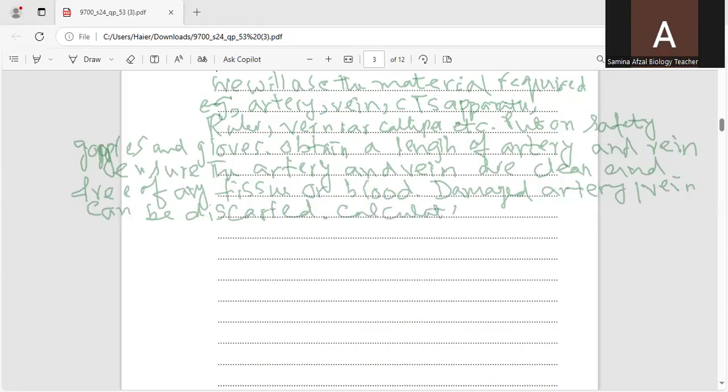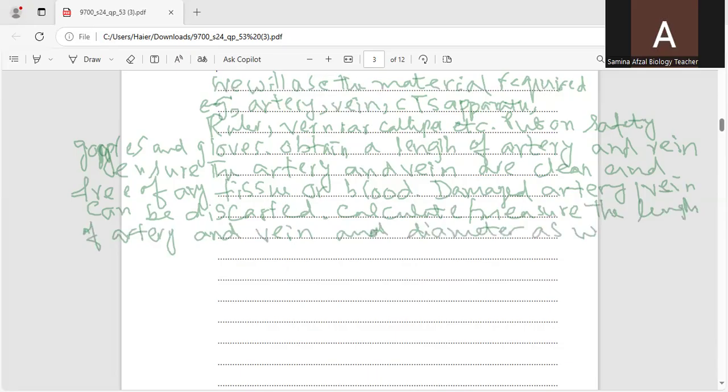Calculate or measure the length of artery and vein and diameter as well, with the help of a ruler or vernier caliper.